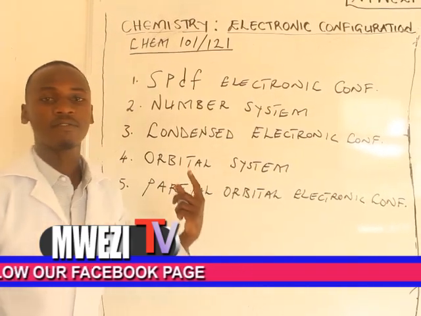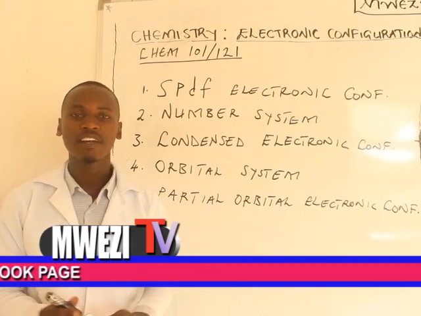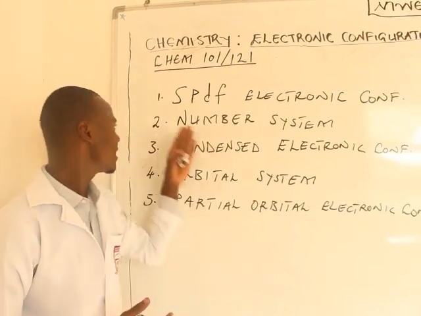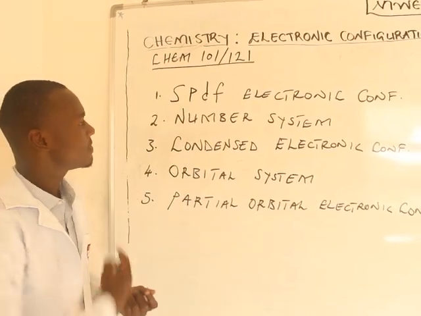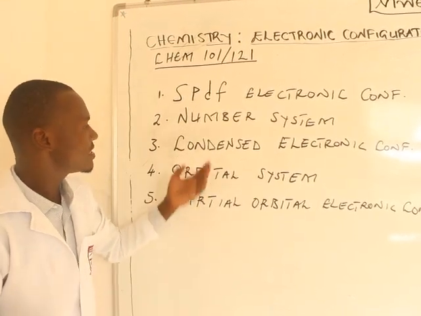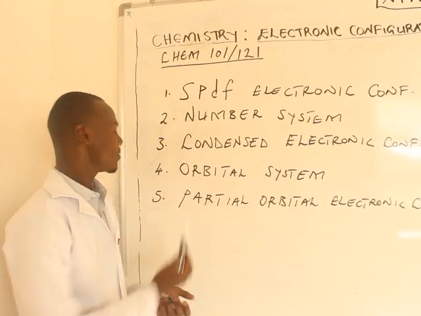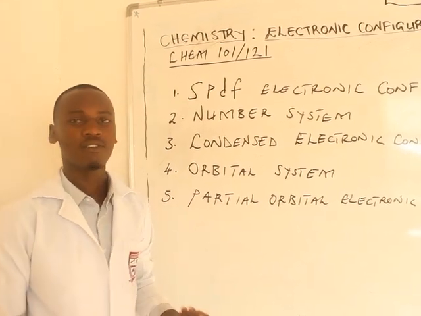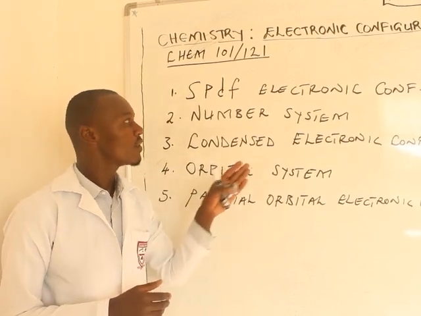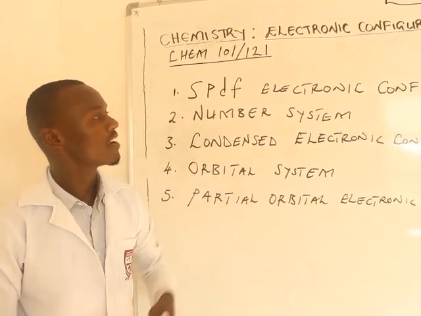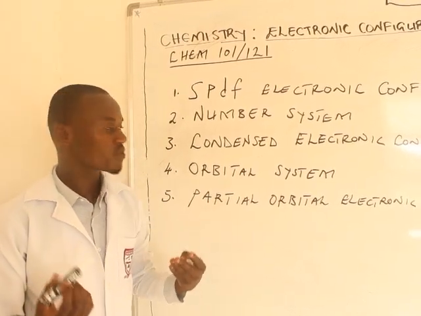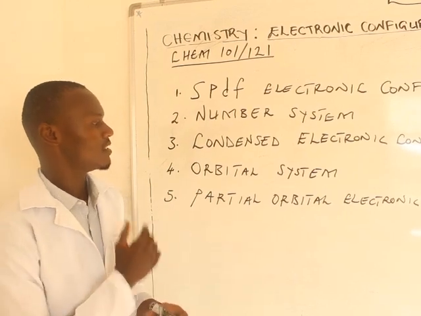So this is what is involved in electronic configuration. When you just hear of electronic configuration, you should think along these lines: are they talking about the SPDF electronic configuration, or the number system, or the condensed electronic configuration, the orbital system, or the partial orbital electronic configuration? So you have to be extra careful when you are answering questions on electronic configuration, because they exist in this complexity. You have to know what to do at each stage.